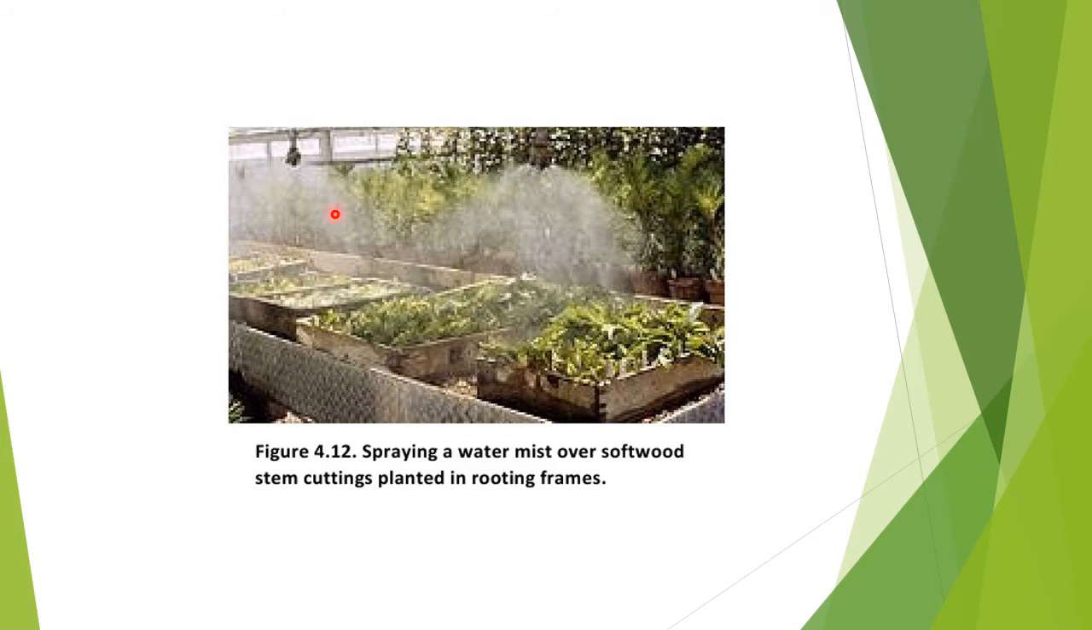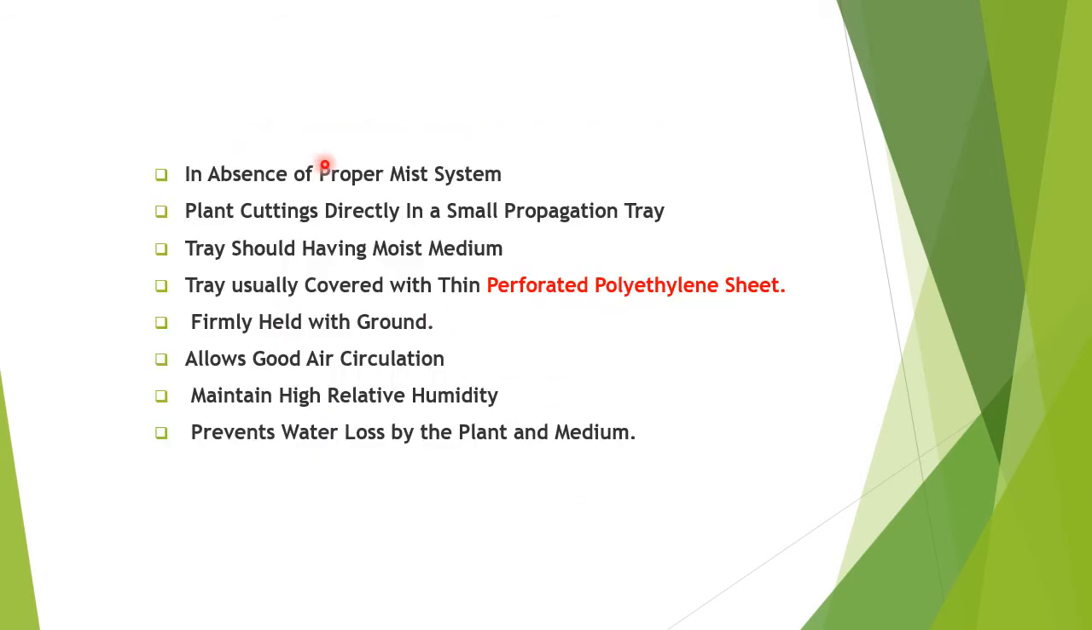This is how you are applying the mist, which can be given through the foggers over these rooting frames. You are spraying a water mist over softwood stem cuttings planted in rooting frames. Then you have to see, in absence of a proper mist system, plant cuttings directly in a small propagation tray. The tray should have a moist medium. The tray usually is covered with a thin perforated polyethylene sheet, firmly held with ground, which allows good air circulation, maintains high relative humidity, and prevents water loss by the plant and the medium.